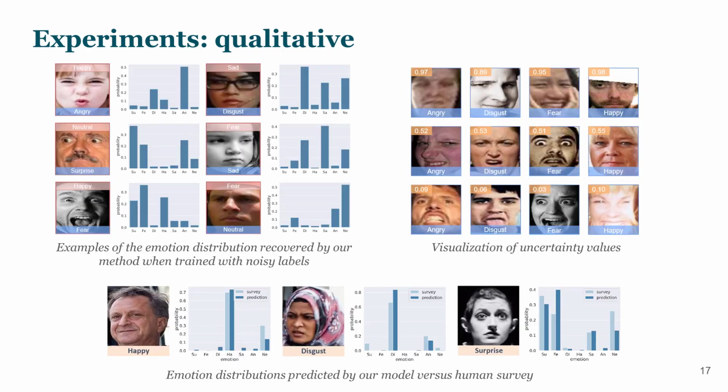We show some emotion distributions recovered by our method on mislabeled images on the top left. At the top right, we visualize the estimated uncertainty values of some training images. At the bottom, we compare our model with the user study where we asked participants to choose the expressions on random test images. We can see that our method can give consistent results and closely agree with human perception.